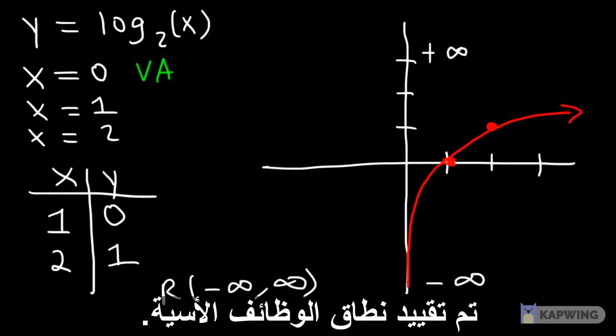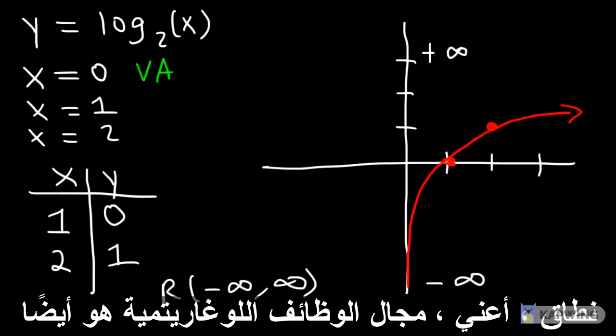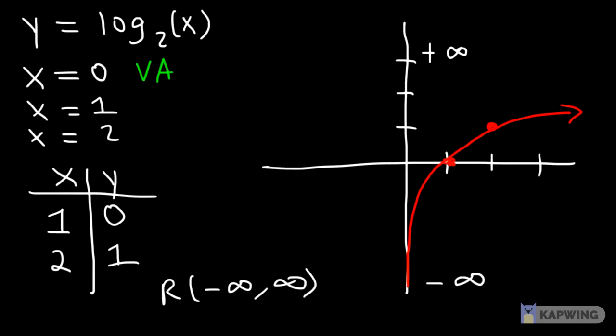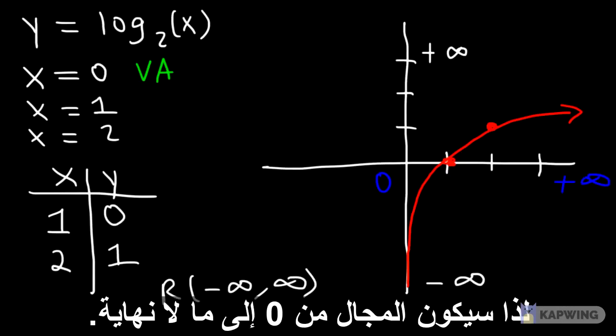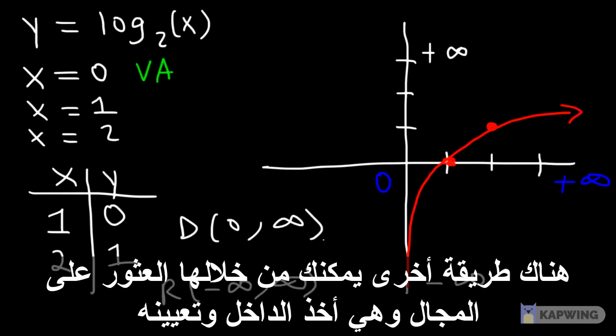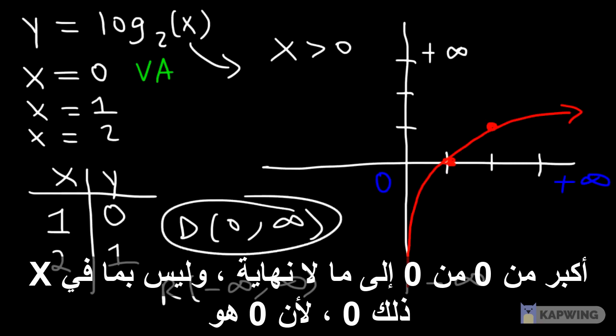The range of exponential functions was restricted. The domain for logarithmic functions is also restricted. The lowest x value is 0 and the highest is infinity. So the domain is going to be from 0 to infinity. Another way you could find the domain is take the inside and set it greater than 0. x is greater than 0, from 0 to infinity, not including 0 because 0 is the vertical asymptote.